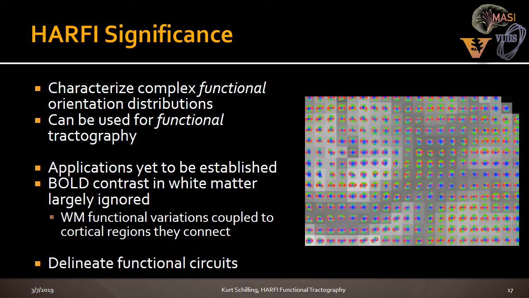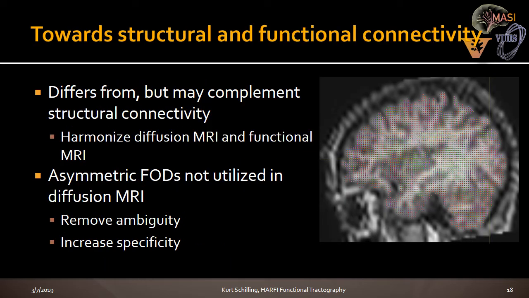Because of this, HARFI tractography provides a unique and novel way to potentially identify functional connectivity. And the ability to detect and quantify correlated functional signals in white matter is a crucial aspect of delineating functional circuits in the brain that is currently unavailable from other functional MRI methods. So it's natural to expect some geometric relationship between the functional and structural connectivities in the brain. There's potential to use these techniques or similar techniques in order to harmonize diffusion MRI structural data and functional MRI functional data.